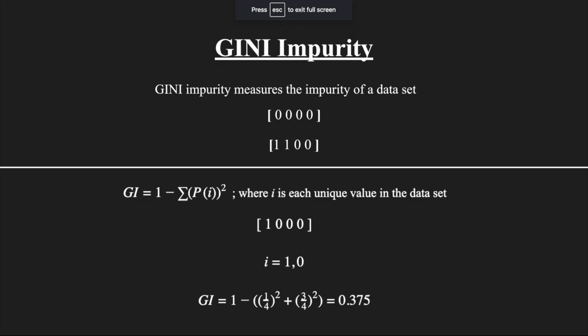The formula for the GINI impurity is 1 minus the sum of the probability of choosing I from the dataset squared, where I is each unique value in the dataset. For the example dataset 1, 0, 0, 0, we have one element in I equals 1 and 3 in I equals 0. From then on, the calculation is straightforward.